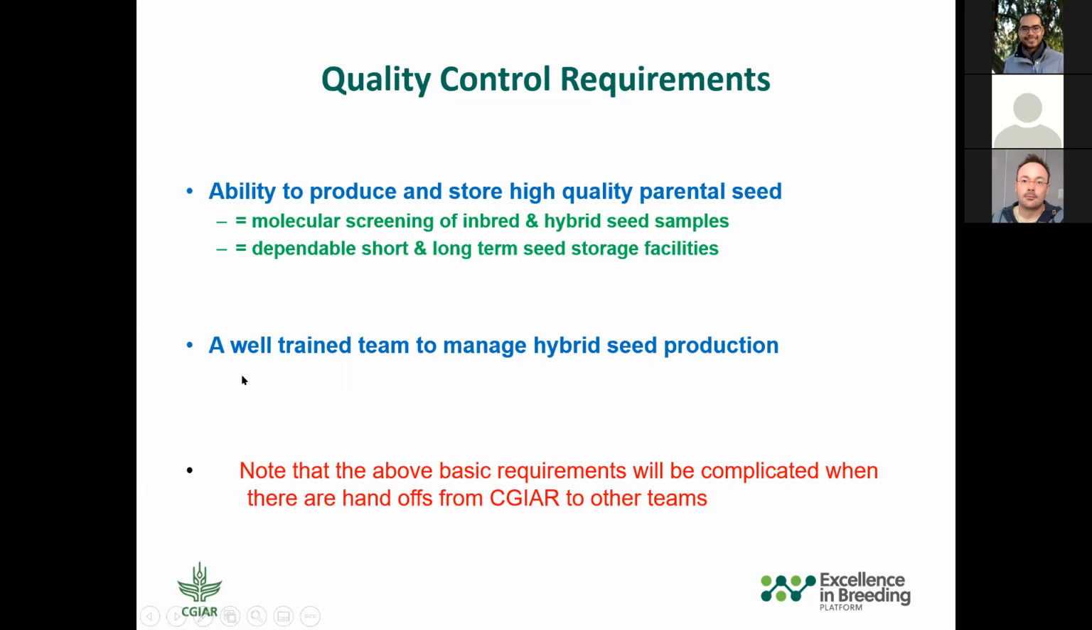And you need a well-trained team to manage hybrid seed production. And at this point, I expect surely some of you are saying I'm repeating the obvious, but I would say particularly in the CG system, it's going to be a little more complicated because in most cases, as I understand it, you're going to be basically licensing. You're not going to be producing the hybrid seed. You're going to be giving other people the inbreds, and you don't control those people. Okay, so now you have some more quality control issues. You're going to have a contract that has some quality control standards in it.